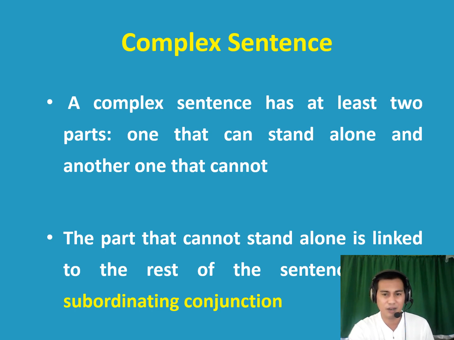The part that cannot stand alone is linked to the rest of the sentence with a subordinating conjunction. Earlier, for the compound sentence, the one that links, the one that we use to connect, is called a coordinating conjunction. Whereas here, for the complex sentence, we use the subordinating conjunction. It makes the other clause dependent, or reliant on the independent clause. It makes the other one subordinate or inferior. That's a subordinating conjunction.